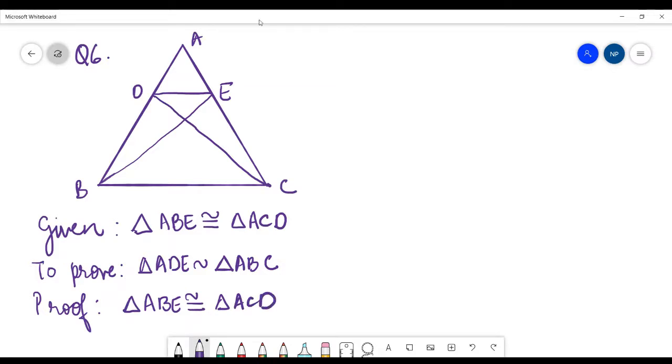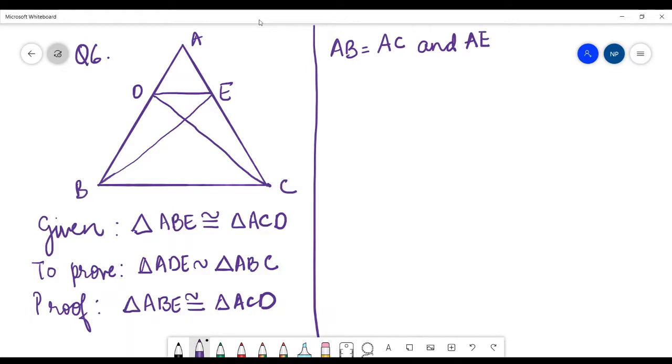This we all know. Then we are going to write that AB is equal to AC and AE equals AD. That means when the two triangles are congruent, the sides AB is equal to AC and AE is equal to AD, right? Because in triangle ABE and triangle ADC they are congruent, so this is a possibility.